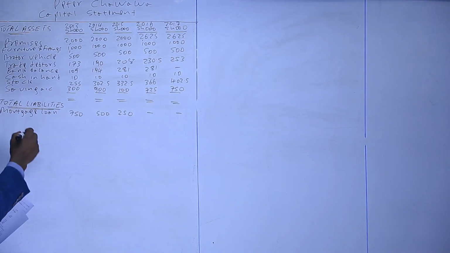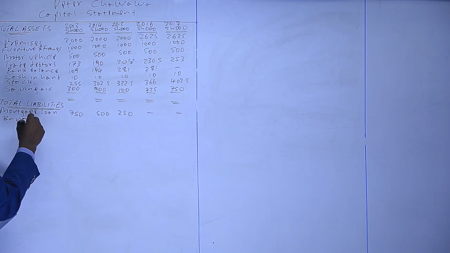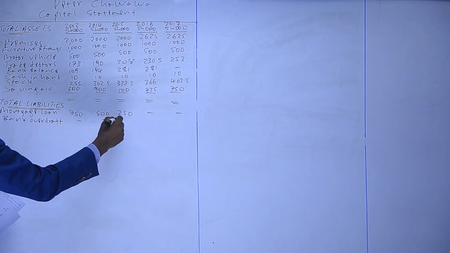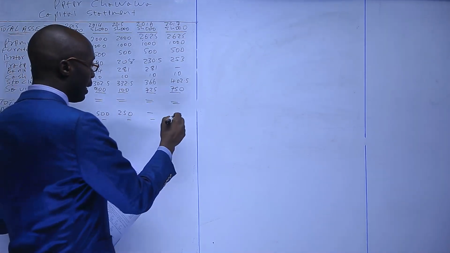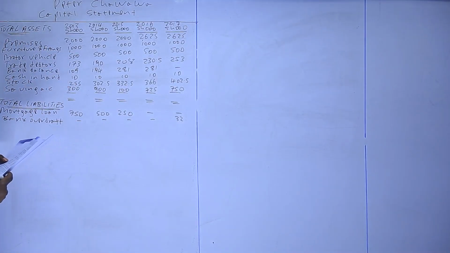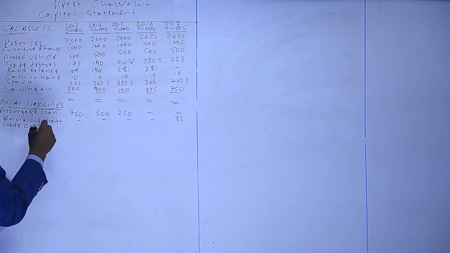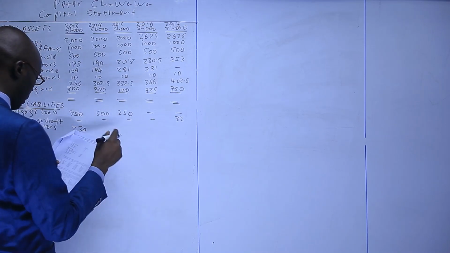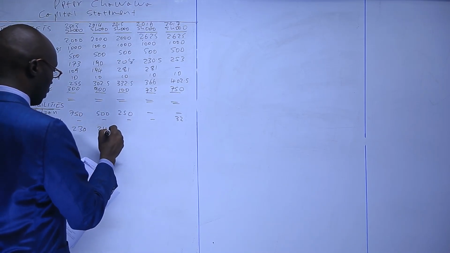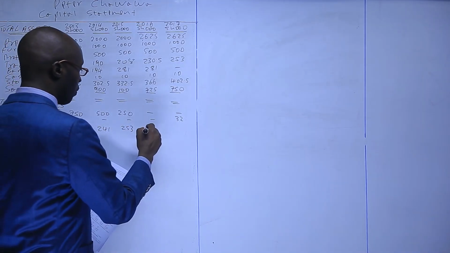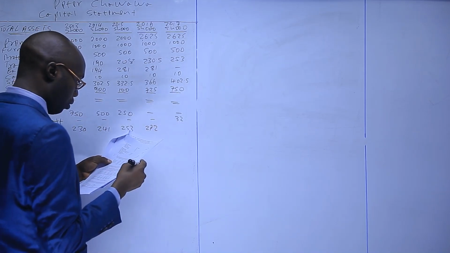In point 3, first we have the bank overdraft. A negative bank account represents a bank overdraft, which was in the last year here, 32. And then the other one is the creditors, trade creditors. Trade creditors which you have are 30, 241, 253, 272, and 291.5.